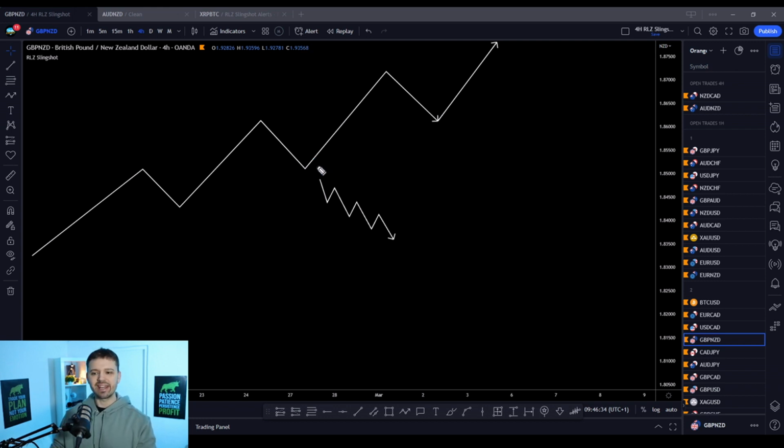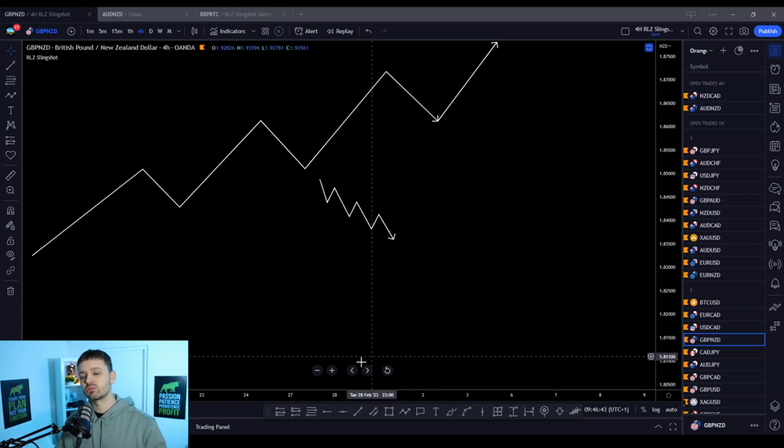And this is how you can get in on the big moves on the daily time frame, with looking at the lower time frames as confirmation of a bullish break in market structure. Now, what does a bullish break in market structure look like?